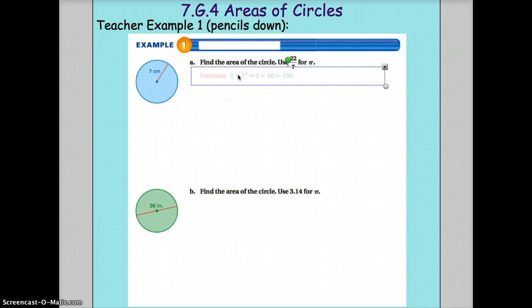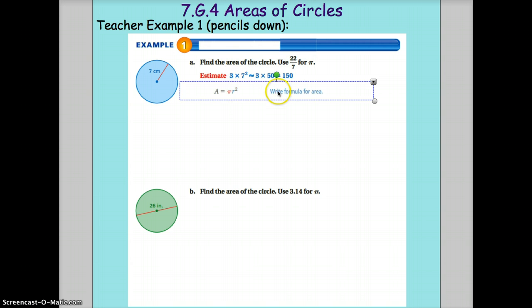Okay, so we can go ahead and start out taking a look at an estimate. I know if my radius is 7, 7 squared is going to be about 50, and pi is about 3. So my answer should be around 150. It's not going to be exact, but that's a quick way of checking my answer.